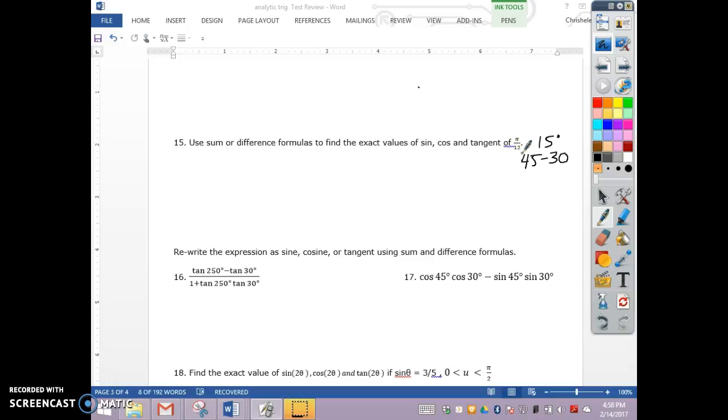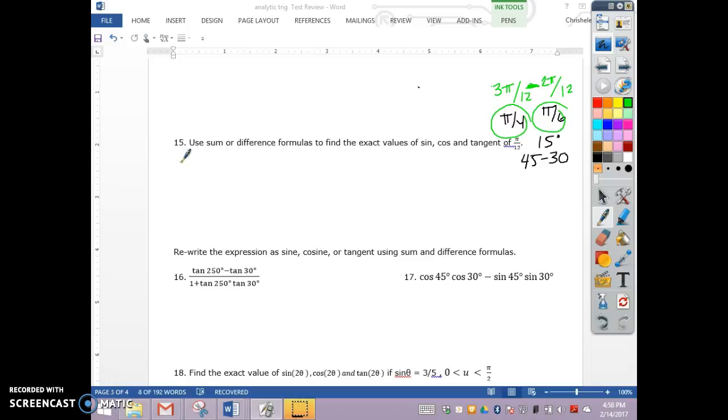So pi over 4 is 45. Pi over 6 is 30. So let's check that, getting a common denominator. If I put pi over 4 over 12, that would be 3 pi over 12. And if I put pi over 6 over 12, that would be 2 pi over 12. And 3 pi over 12 minus 2 pi over 12 is indeed pi over 12. So we can use these and subtraction. All right, so how does this work?